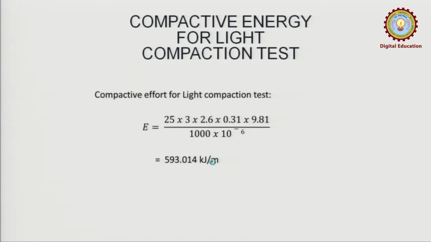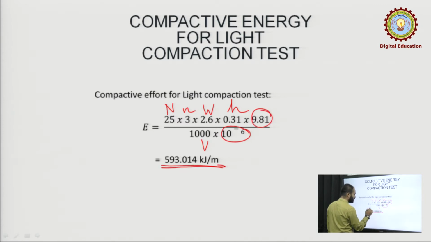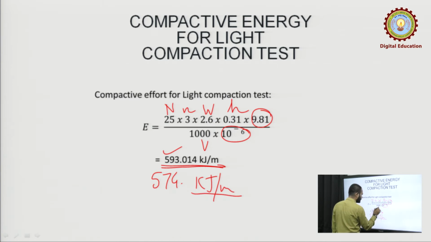So you can see what the energy will be again, where n, small n, is the number of layers, this is the weight of the hammer, this is the volume, and this is the height of fall. For conversion we will get 593. You can see this has increased because it was nearly 574 in that case, but due to some modifications, a slight increase is seen, corresponding to the standard compaction test.